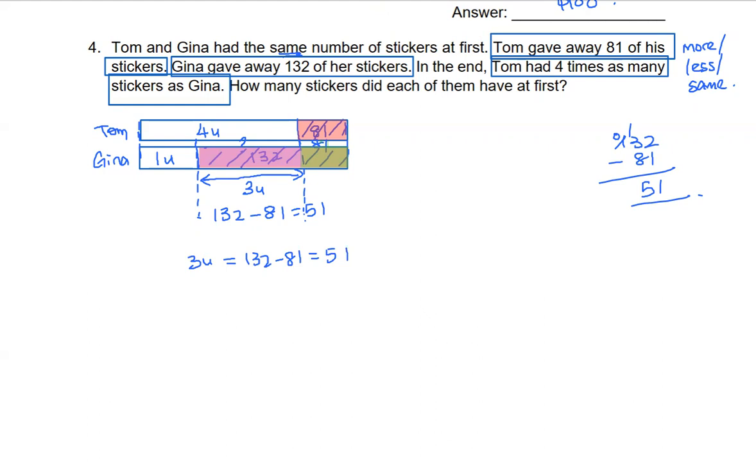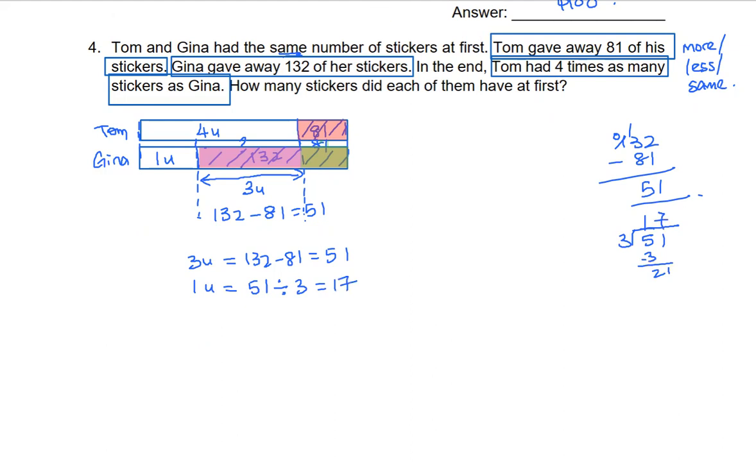If I know 3 units is 51 stickers, now this is important. Once I know 3 units is 51 stickers, I can find what is 1 unit already. Which is 51 divided by 3. What is 51 divided by 3? It is 17. So 1 unit must be 17 stickers.